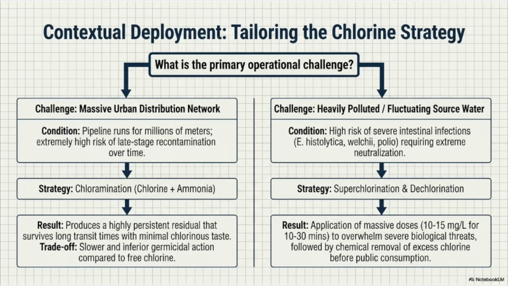On the other hand, for heavily polluted or fluctuating source water, where there is high risk of severe intestinal infections such as E. histolytica, Welchii, or polio requiring extreme neutralization, the strategy used is superchlorination followed by dechlorination. This involves the application of massive doses of 10 to 15 milligrams per liter for 10 to 30 minutes to overwhelm severe biological threats, followed by chemical removal of the excess chlorine before public consumption.